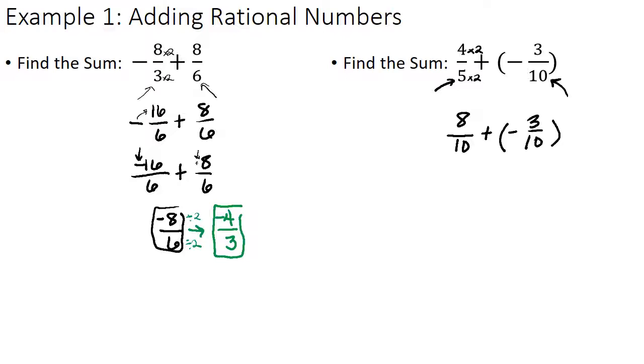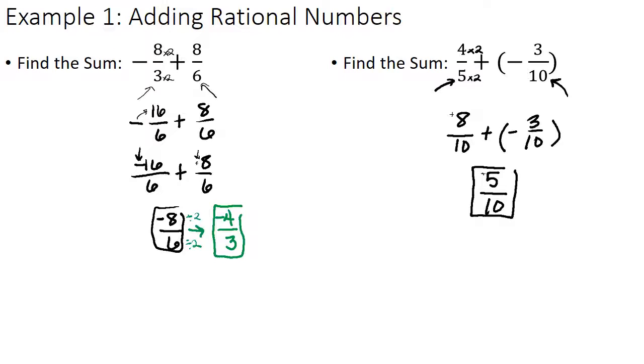Now, as we look at this, we have 8 plus negative 3. And again, because they have different signs, we're just going to treat this like a regular subtraction. So 8 minus 3 is going to give us 5. And our denominator is going to be the same, so that's 10. Now, our 5 is positive because the bigger of these two numbers was positive. It was positive 8 and negative 3. So that means this is a positive 5. And we have our answer.